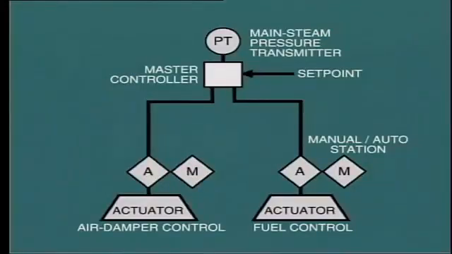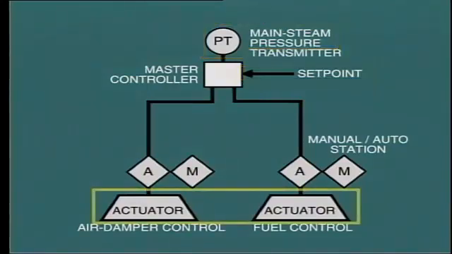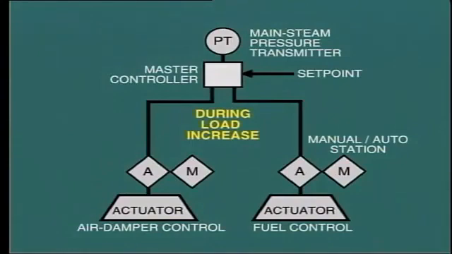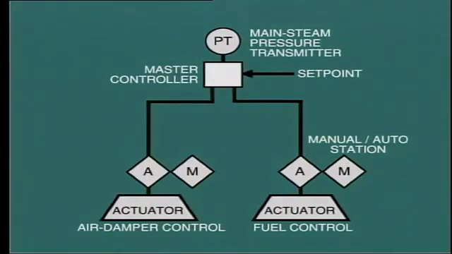Here we see a very basic combustion control scheme for controlling boiler main steam pressure. The actual measured pressure is compared in the master controller with the selected set point. Any deviation causes a correction signal to be sent to the fuel supply actuator and the combustion air actuator. During load changes, the signals are biased so that sufficient combustion air is always available to avoid the potential formation of a rich, explosive mixture in the furnace. For example, during a load increase, the airflow is increased before fuel is increased. The reverse applies during a load decrease.